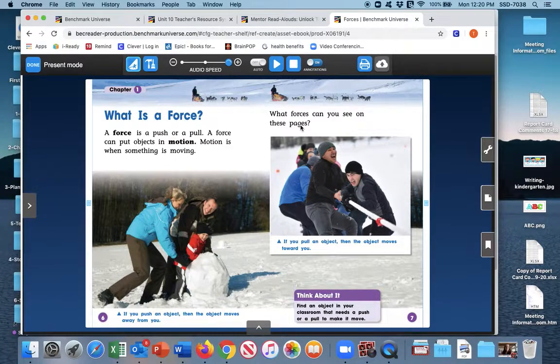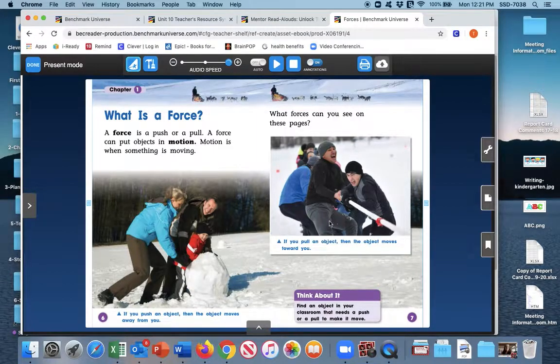So the question on page 7 asks me to find and name the forces that I see in the images on pages 6 and 7. I have to look at the images on the page and think about the forces they show. First, I look at the photo on page 6. The family is pushing the snowball. A push is one force that I see. It is my first answer to the text question.